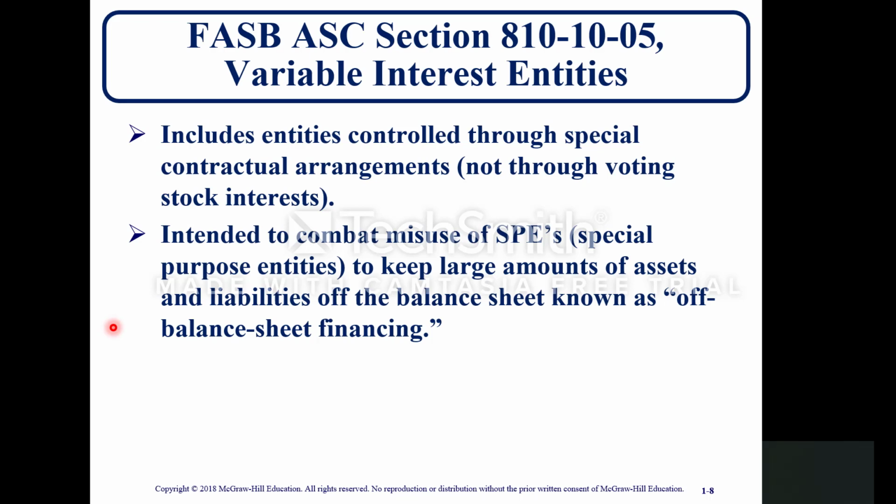Also, for the consolidation of financial statements, FASB ASC Section 810-10-05, variable interest entities includes entities controlled through special contractual arrangements, not through voting stock interest. It's intended to combat misuse of special purpose entities to keep large amounts of assets and liabilities off the balance sheet, known as off-balance sheet financing.